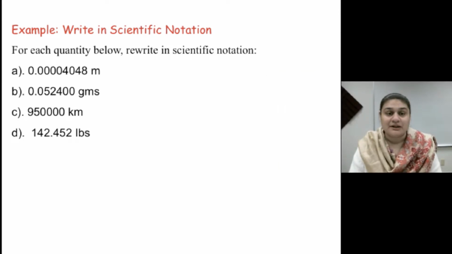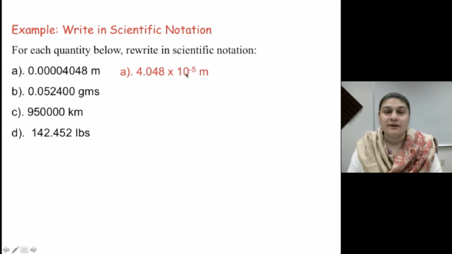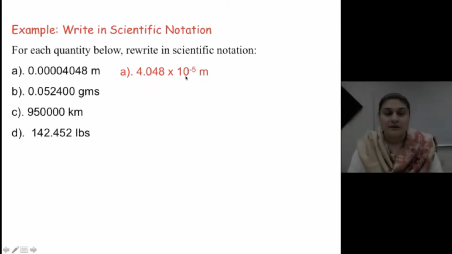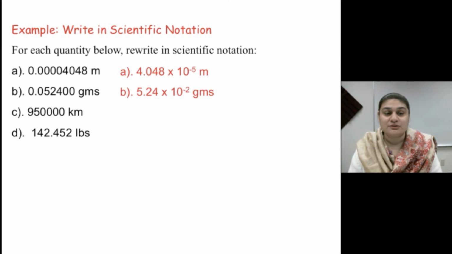Well, for me, I think the answer is 4.048 times 10 to the minus 5 meters. See how this goes over 1, 2, 3, 4, 5 digits. So you're skipping 5 digits, and that's where the 5 comes in from. Go ahead to part B. This is my answer, 5.24 times 10 to the minus 2 grams, which basically means I am moving this over 2 decimal places. Okay?